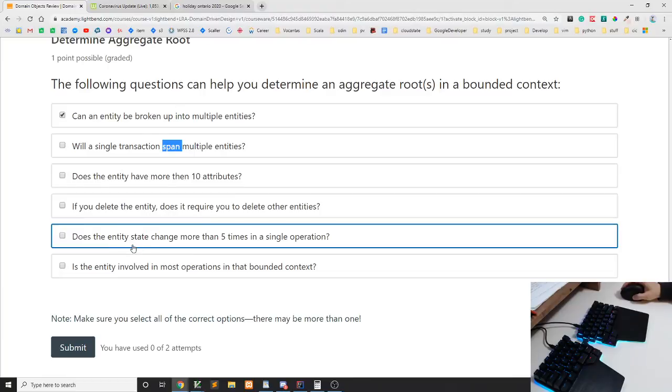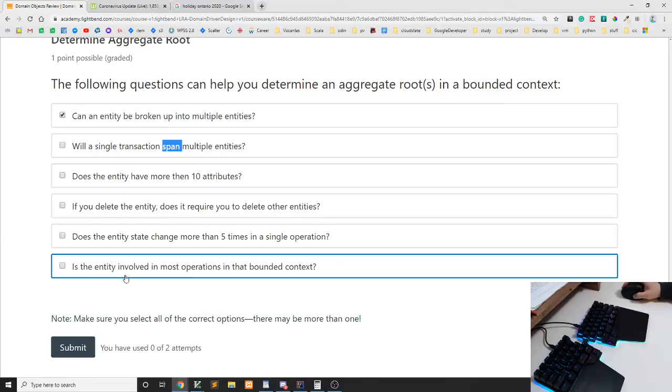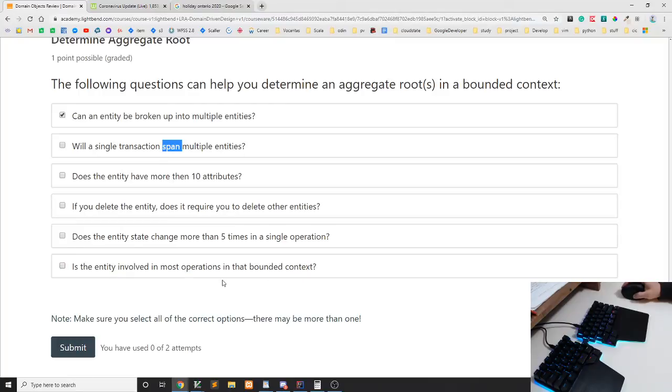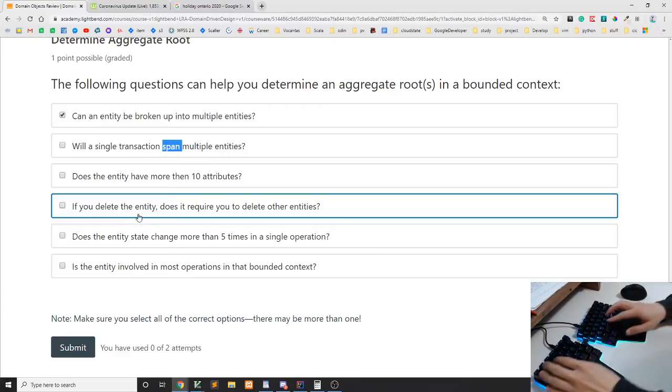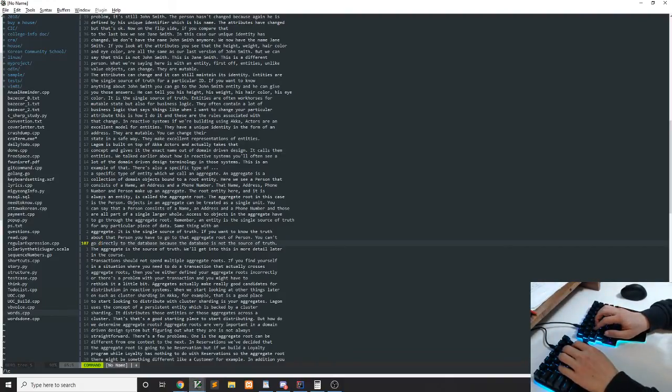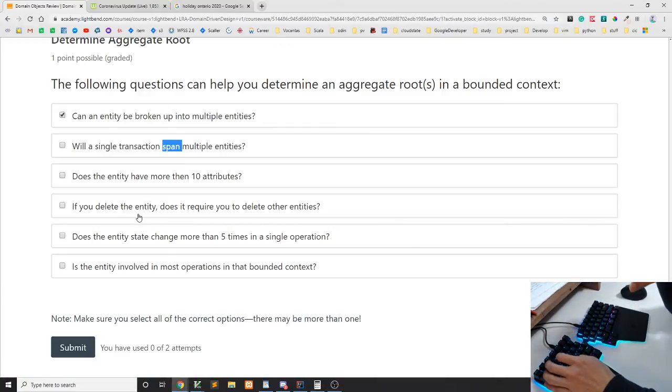Does the entity state change more than 5 times in a single operation? Is the entity involved in most operations in the bounded context? I think that's the only one answer for this question, but let's see.